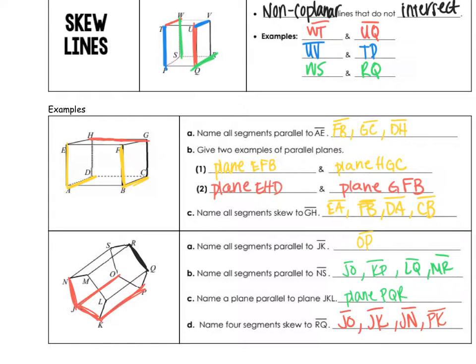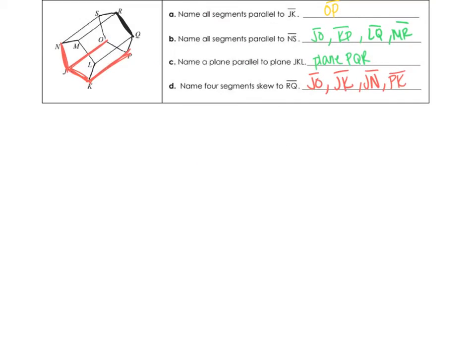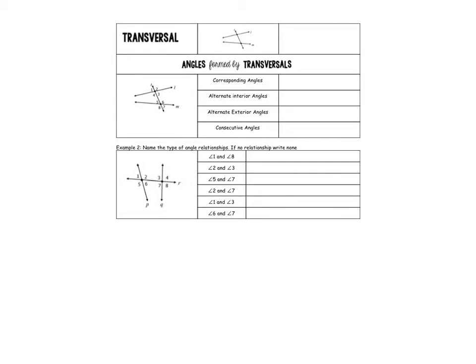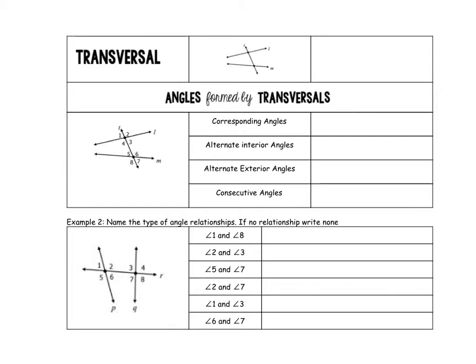Alright, now we're going to talk about some transversals. So transversals are when we take a line and it crosses two other lines. So T here is our transversal. So we say a line that intersects two or more lines. Okay, so here our transversal is T.